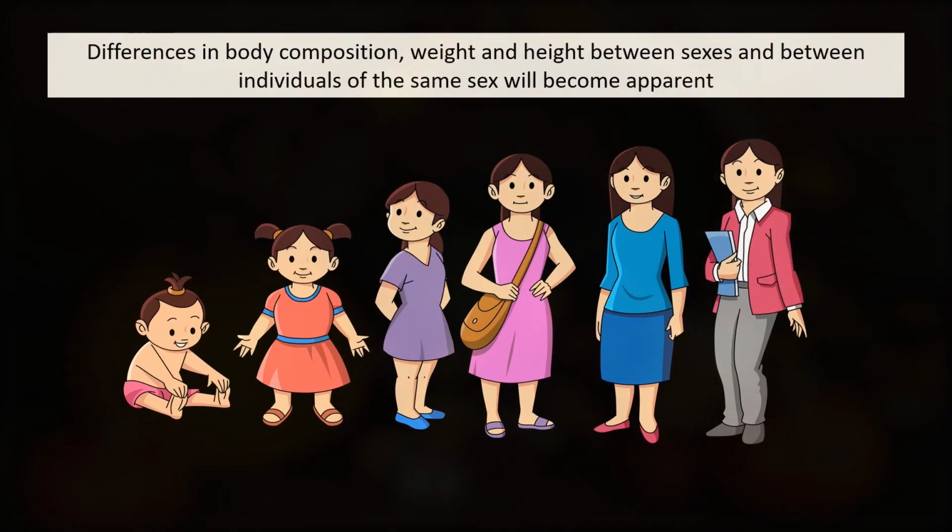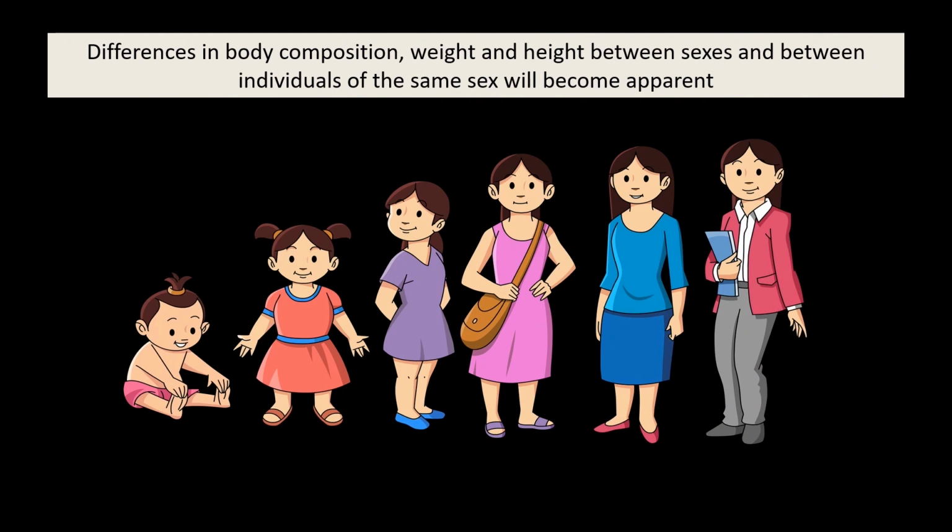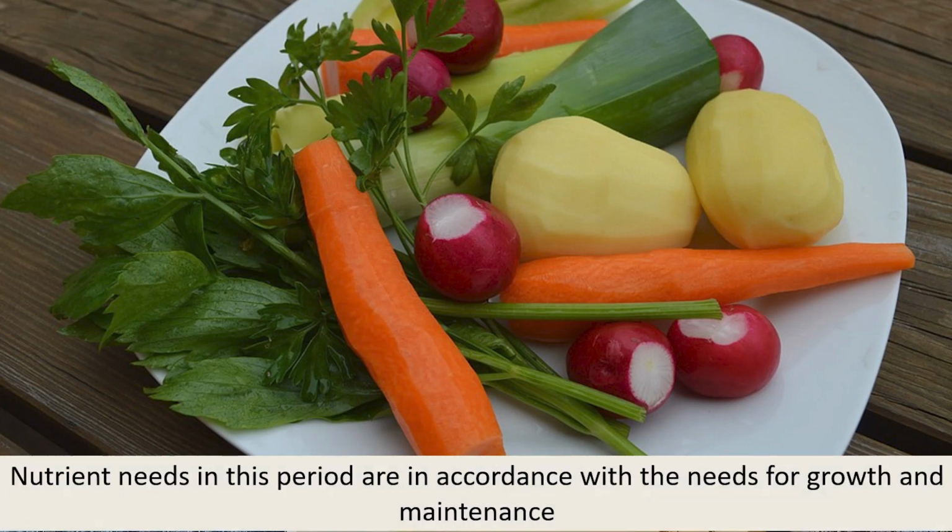Let us sum up today's lecture. We've learnt about adolescence, that it is a period of rapid growth at the end of which the individual reaches physiological maturity and is also sexually mature. Differences in body composition, weight and height between sexes and between individuals of the same sex will become apparent. The nutrient needs in this period are in accordance with the needs for growth and maintenance.